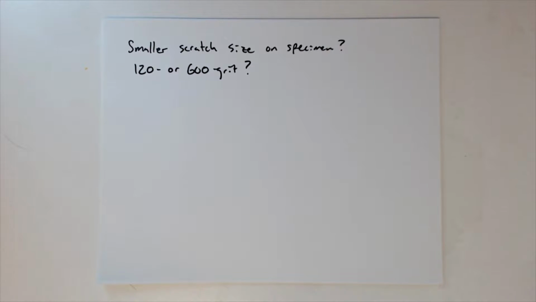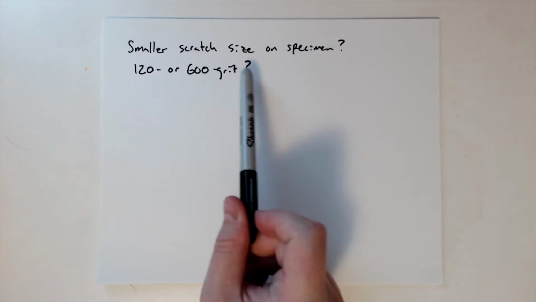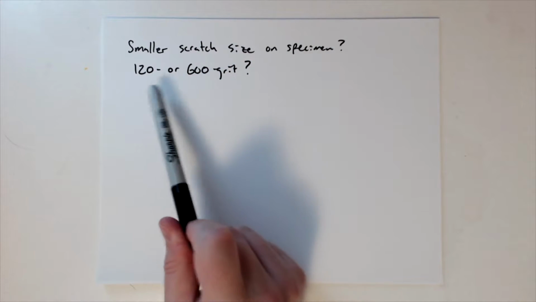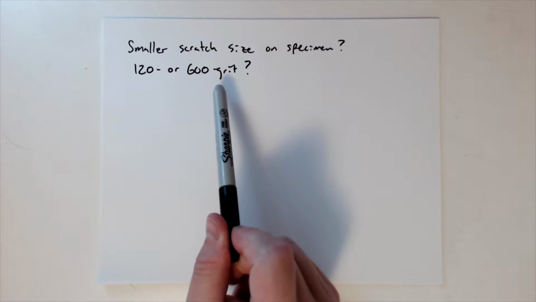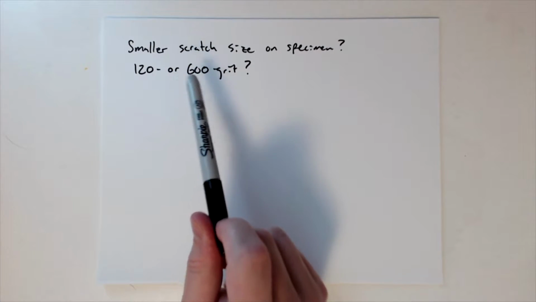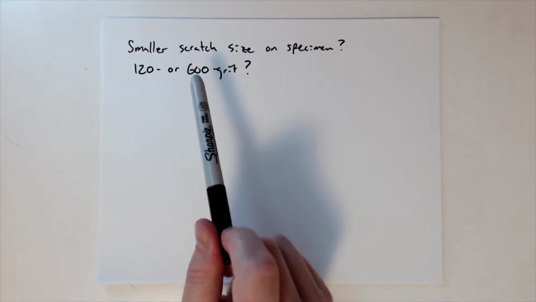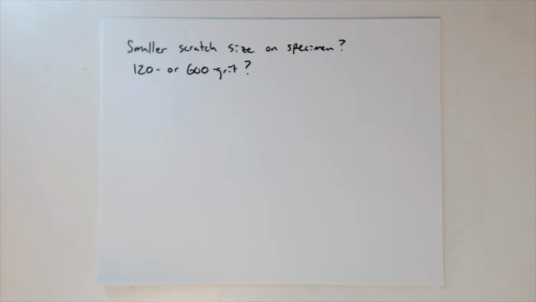All right, we're back and you've had a chance to answer that quiz question. So now let's take a look at the answer. So smaller scratch size on a specimen, will it result from the 120 or the 600 grit? This is going to be from the 600. So the way this works is the larger the number, the smaller the scratch size, the smaller the particle size is. So that means lower numbers are more coarse, higher numbers are finer, right?